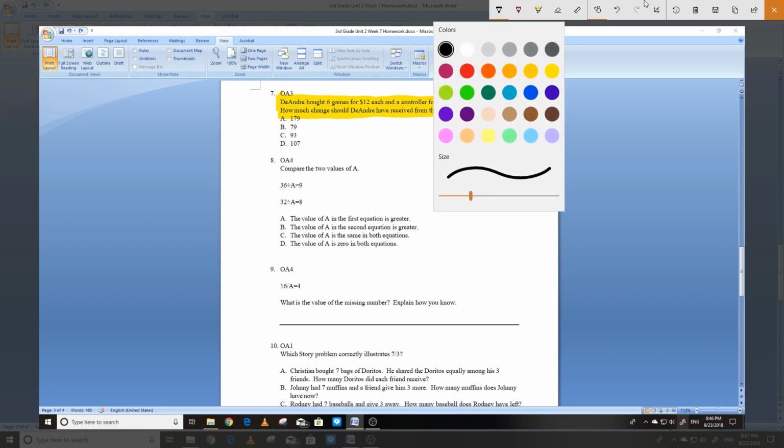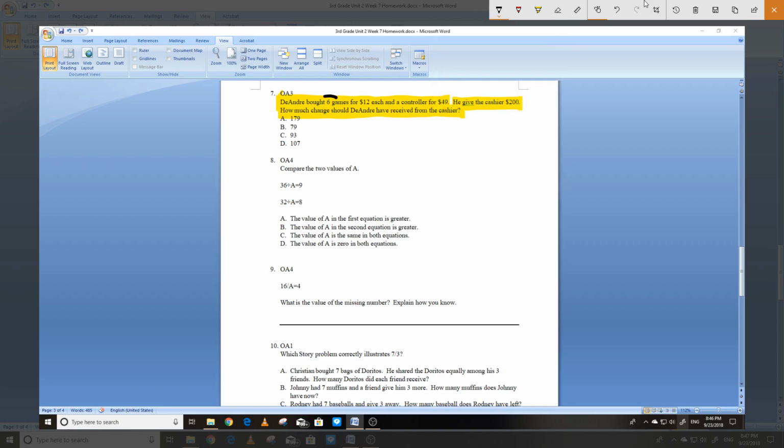So we know the numbers we need to circle are 6, 12, 49, and 200, right? 6 games for $12 each. That's what we need to be careful about. And the question here is how much did he receive back from the cashier? Really, whenever you see that, you're going to have to subtract at the end.